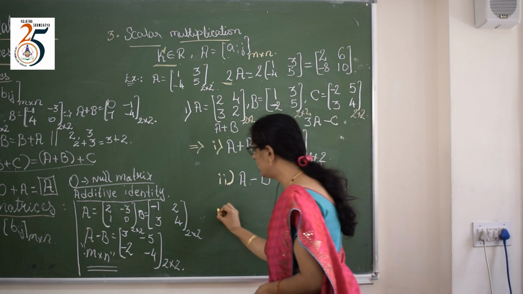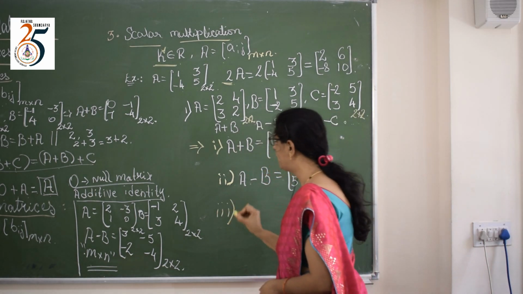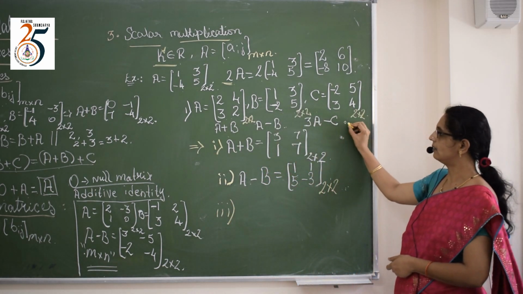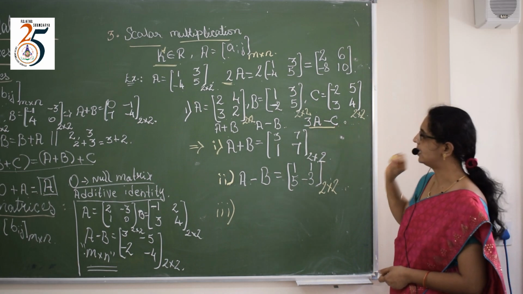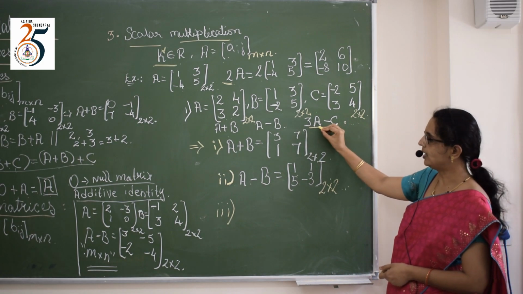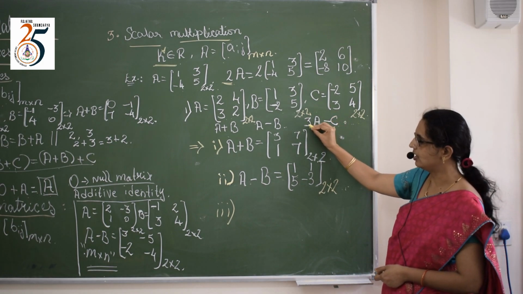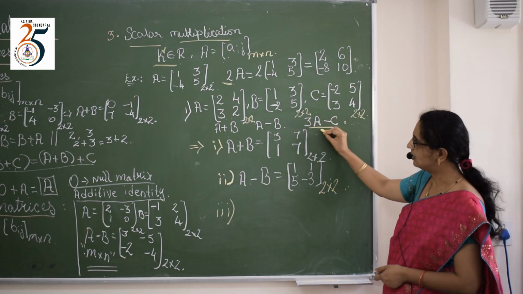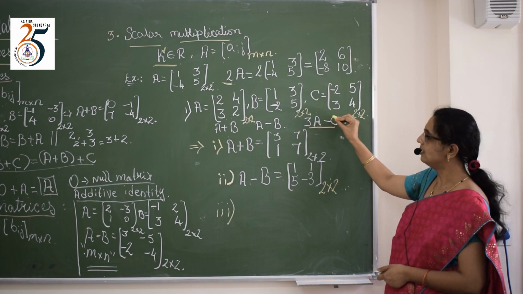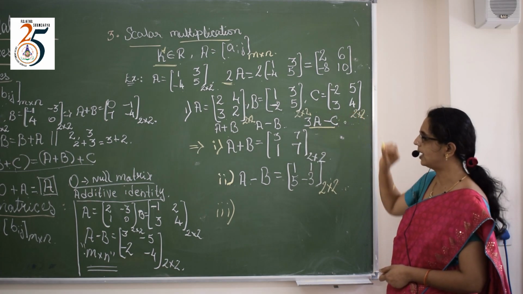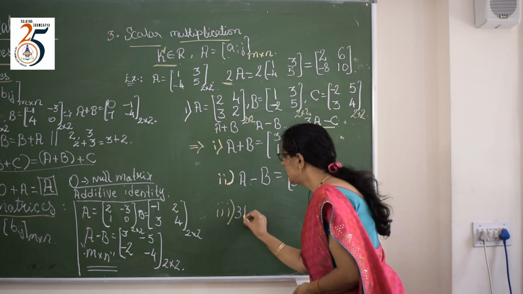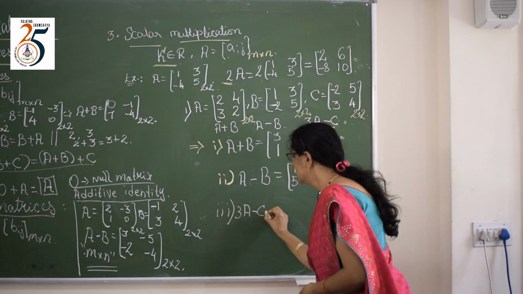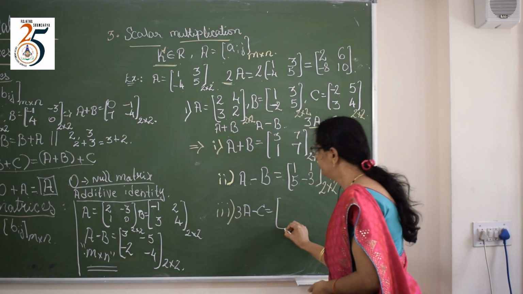Third one, we are going to do 2 operations together. You might be thinking, which are those 2 operations? Here it is, 3A minus C. So the first one is scalar multiplication. We are going to multiply 3 with the matrix A and even subtract the third matrix C. So what is 3A minus C equal to?